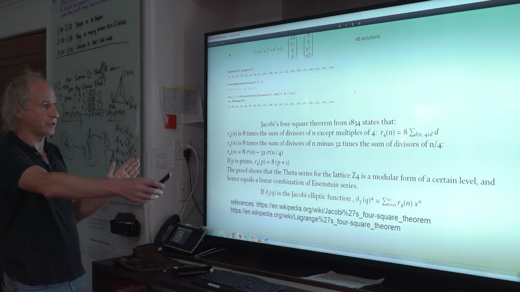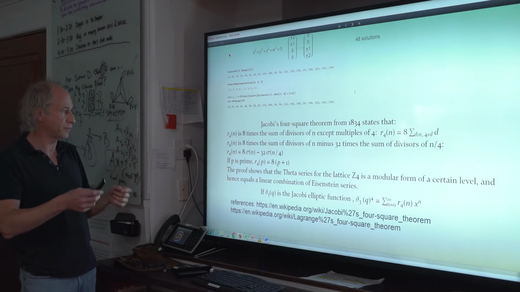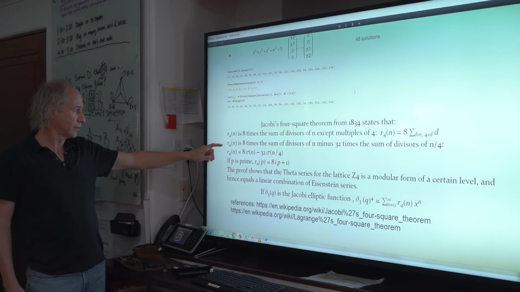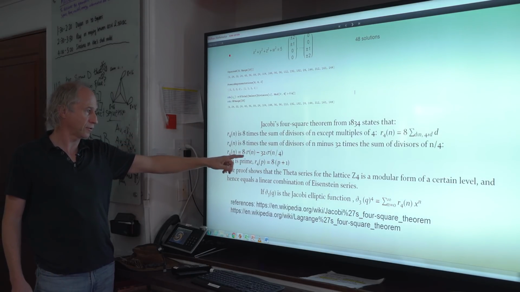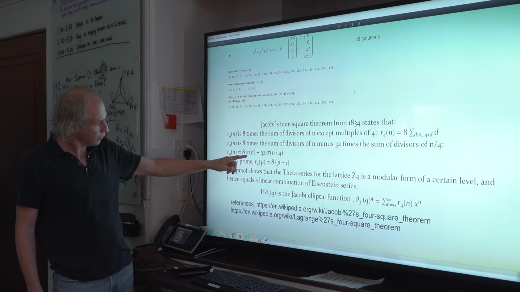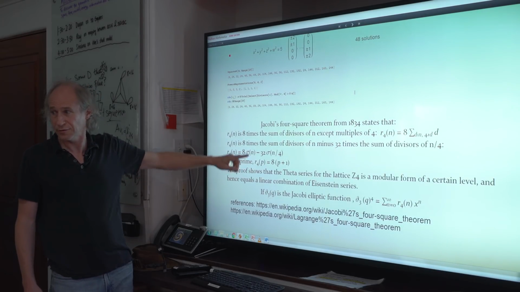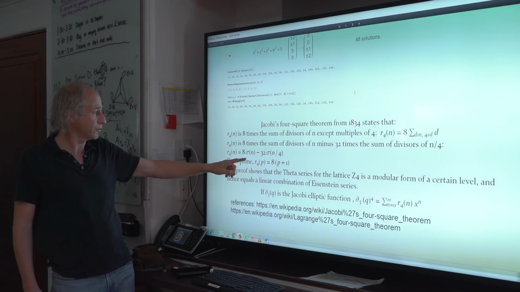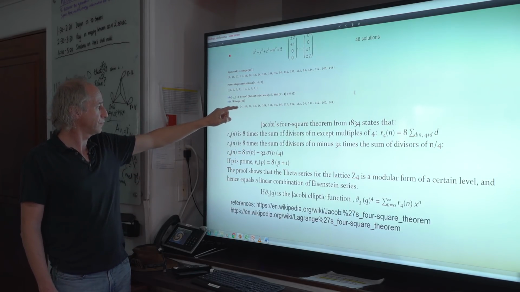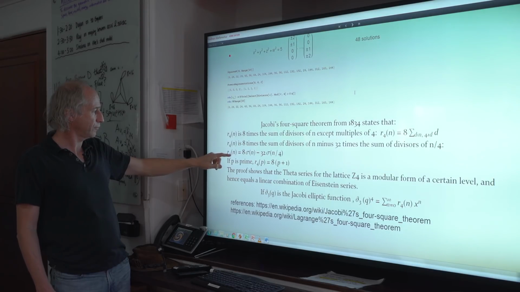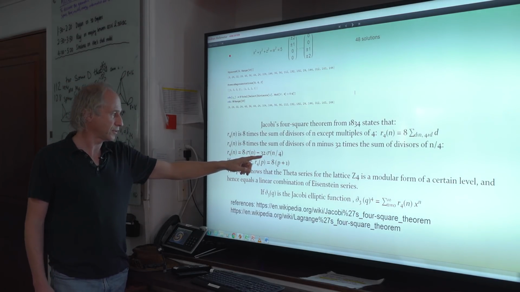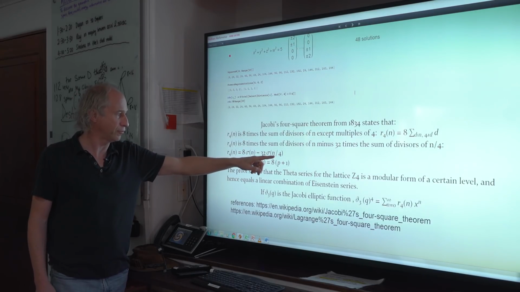So you just take the list of divisors and you remove some of them and you sum and you multiply by 8 here. And you can also write this in another way just by saying that sigma of n is the sum of divisors of n. This is a standard function in number theory. And then my function, the number of vertices, is R4 of n is 8 times sigma of n minus 32 times sigma of n over 4.